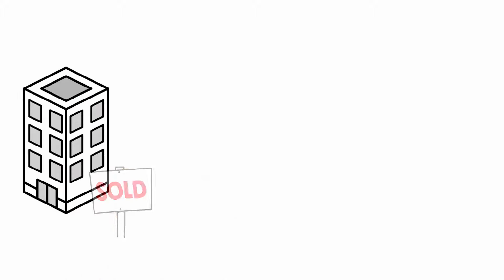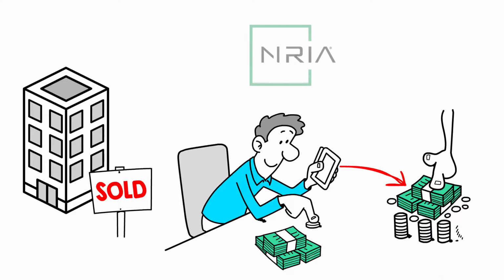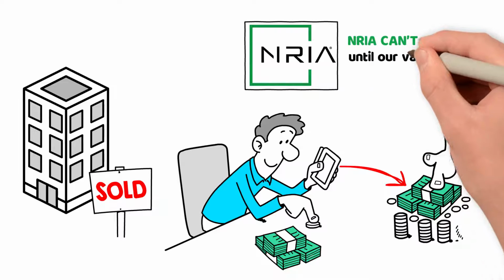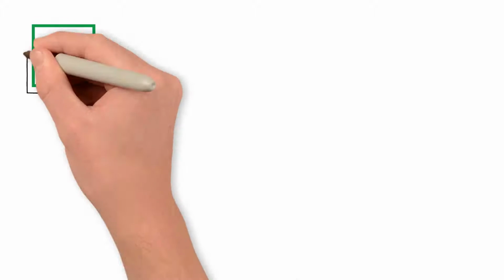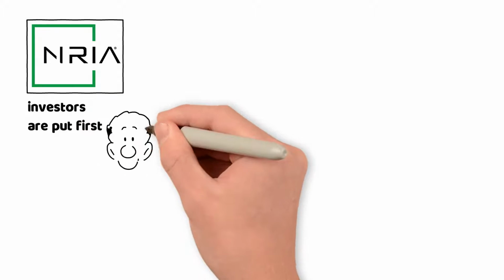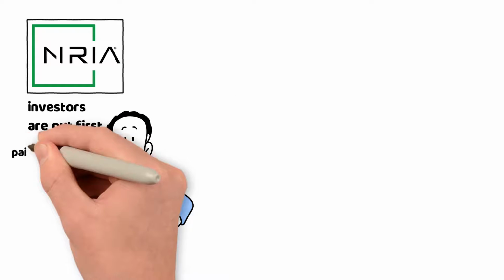These large potential profits after you're paid is why NRIA works so hard on every property. NRIA can't get paid until our valued investors are paid. With NRIA, investors are put first, ahead of NRIA's profit-taking, and are in a preferred position, paid before NRIA's share as managing partner.